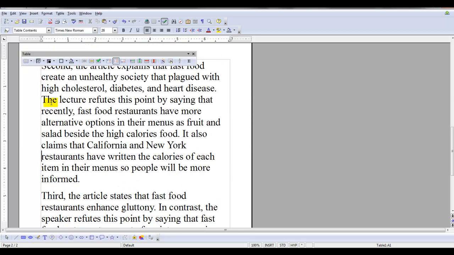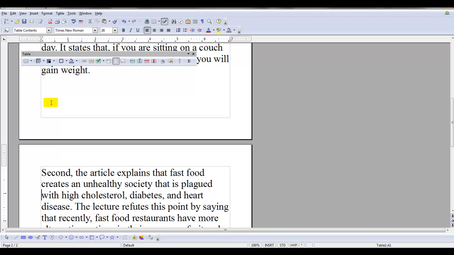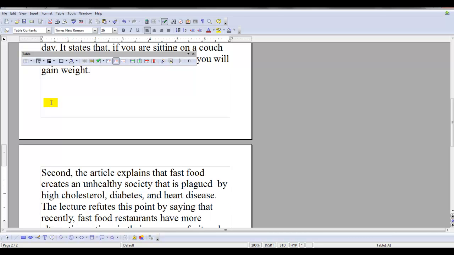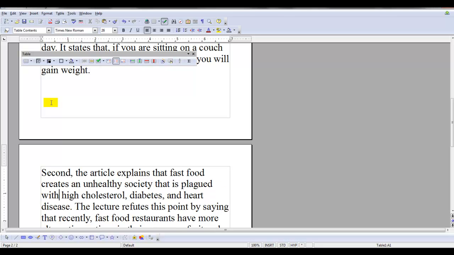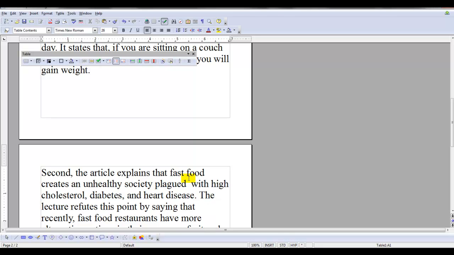So you say second, the article explains that fast food, you want to say here, creates an unhealthy society. You have either two choices here, a society that is plagued. I'm going to change this to say this. You can probably say with, but I would use passive there, or get rid of that and is, and just say this. You could do it either way. Explains that fast food creates an unhealthy society plagued with high cholesterol, diabetes, and heart disease.